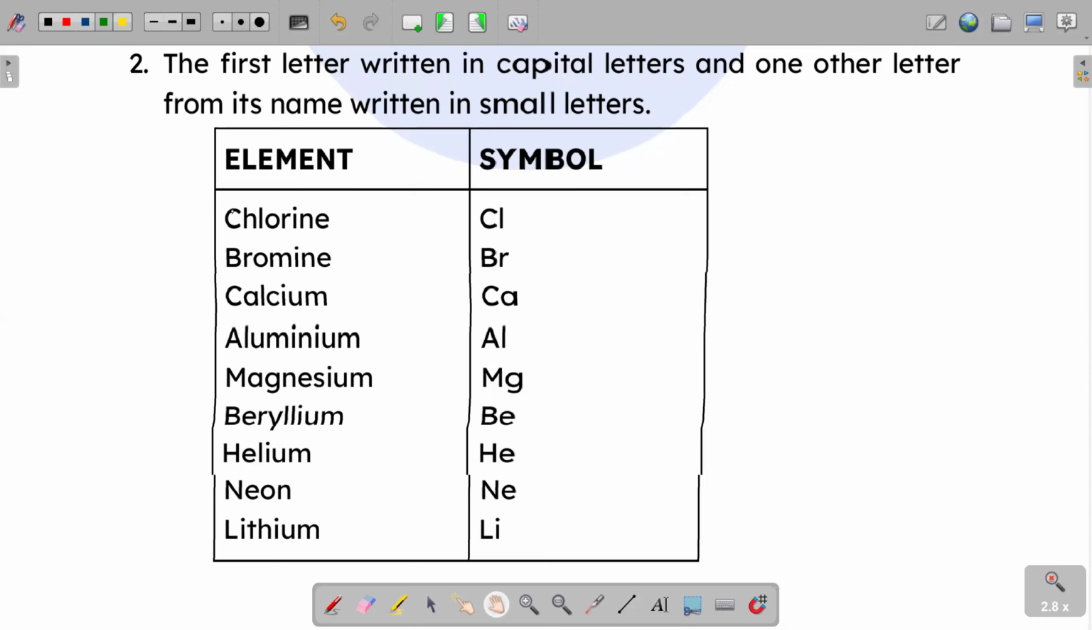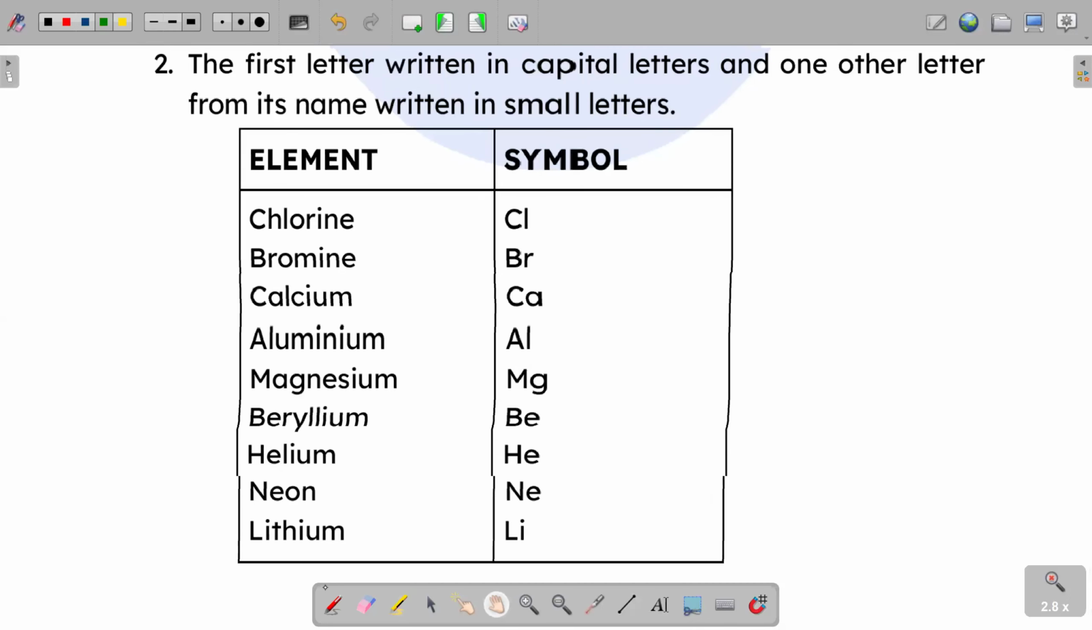Okay, calcium is Ca. Coincidentally here, it is the first two letters, C and A. Aluminium is the first two letters. Magnesium is also Mg, not Ma. It is Mg. So first letter and another letter within the name of the element.